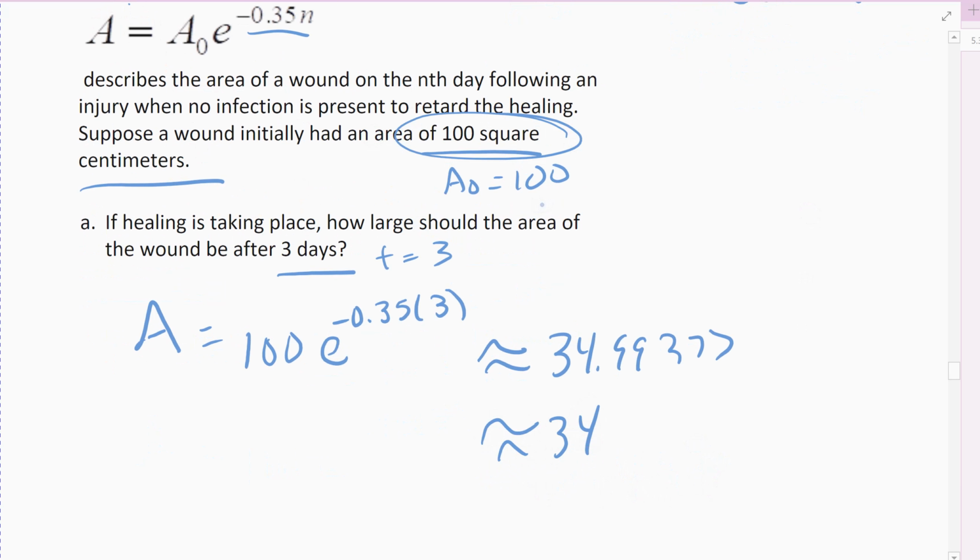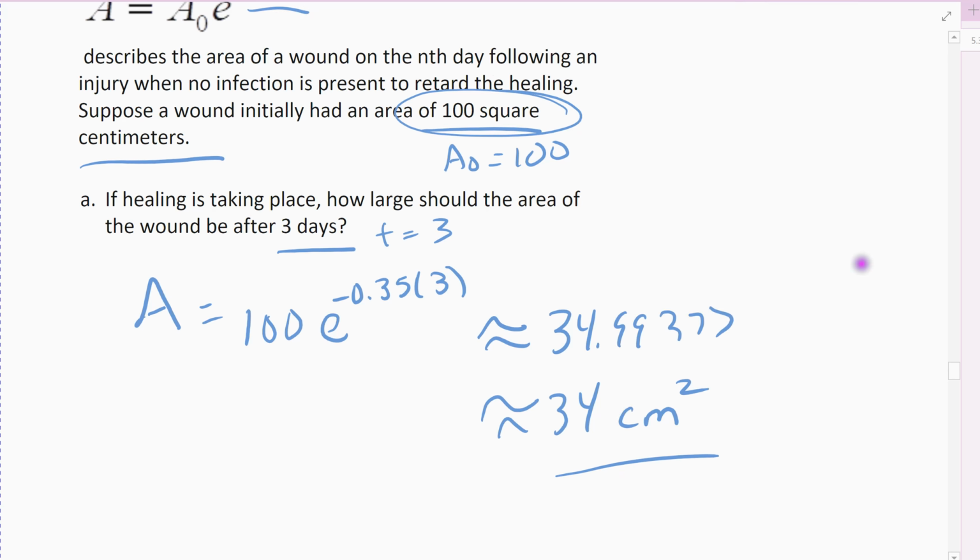It was at 100 square centimeters. It's now down to 34 square centimeters. So it decreased by quite a lot over those 3 days, because every day it's moving down by 35% of whatever it was. Day 1 it decreased by 35%. Day 2 it decreased by 35%. Day 3 it decreased by 35%. And it puts us at about 34 square centimeters. So the body is doing its job.